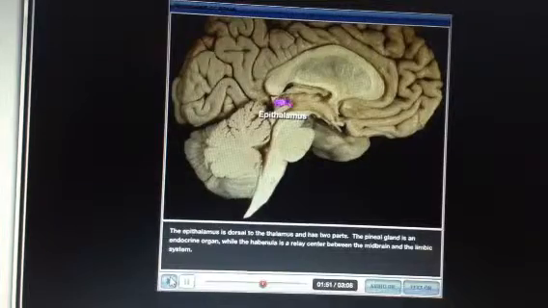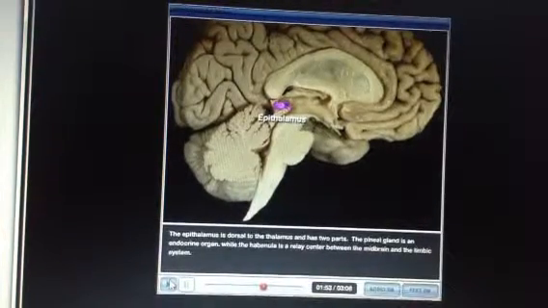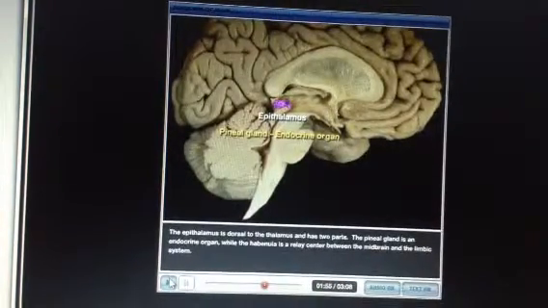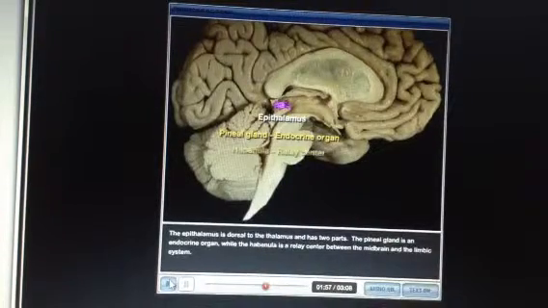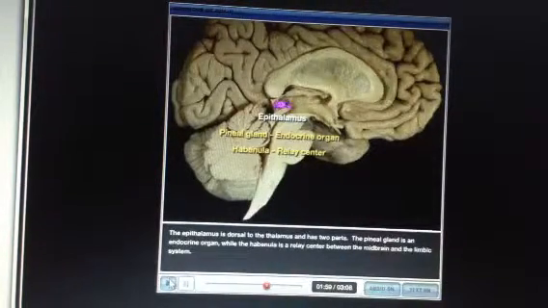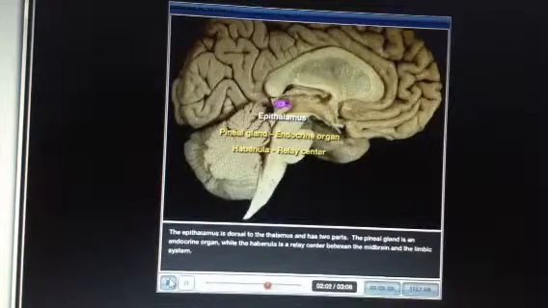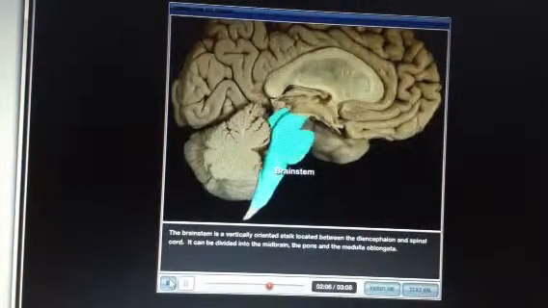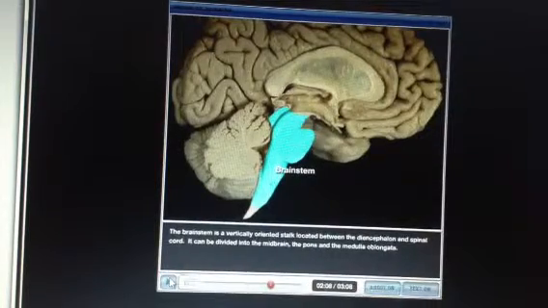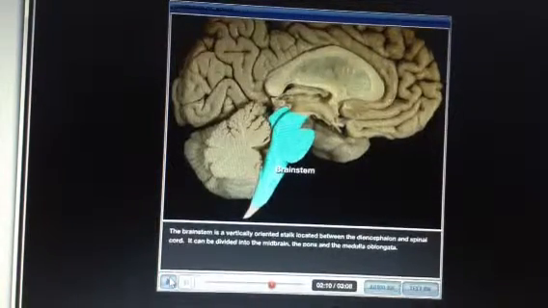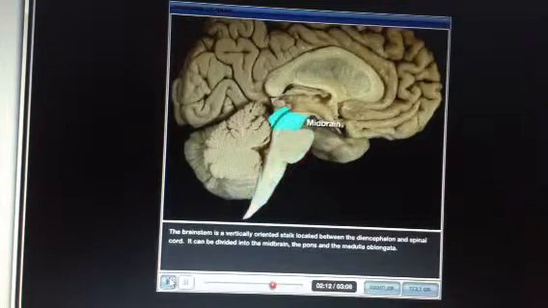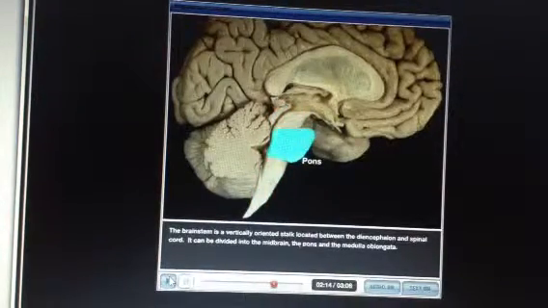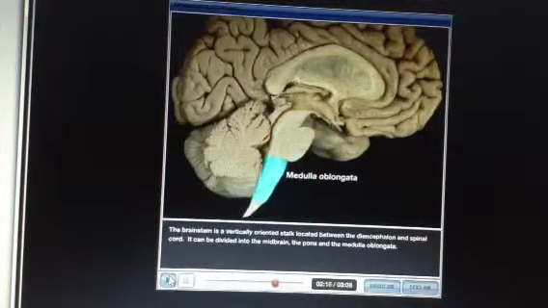The epithalamus is dorsal to the thalamus and has 2 parts. The pineal gland is an endocrine organ, while the habenula is a relay center between the midbrain and limbic system. The brainstem is a vertically oriented stalk located between the diencephalon and the spinal cord. It can be divided into the midbrain, the pons, and the medulla oblongata.